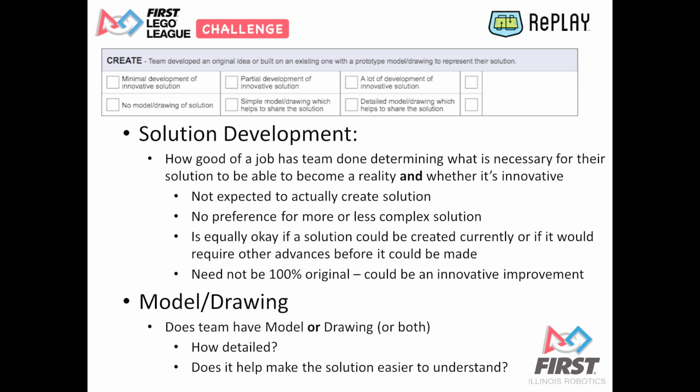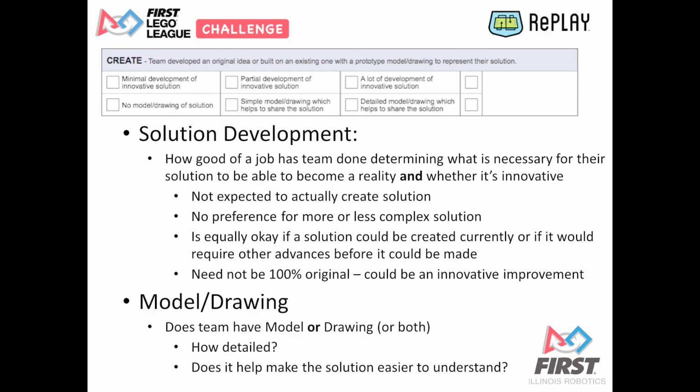When looking at this section of the rubric, that judges the team's model or drawing, judges are looking to see the level of detail of the drawing or model compared to the complexity of the device. Now, we are not looking for this to be a beautiful work of art. It's okay if the skills of the people who are doing the drawing are not that high. But what we're looking for is, does the model drawing show all the elements that will be used? And especially, does the drawing or model help make the solution more understandable to the audience?